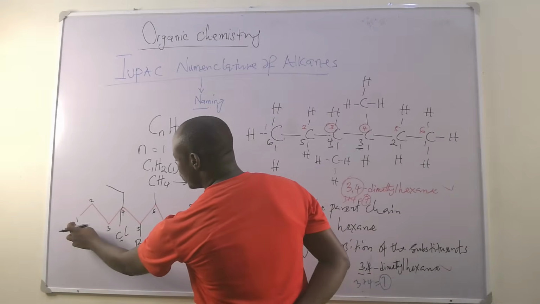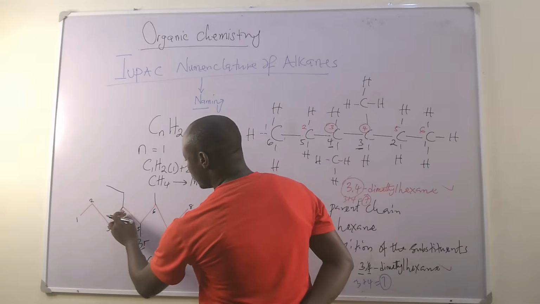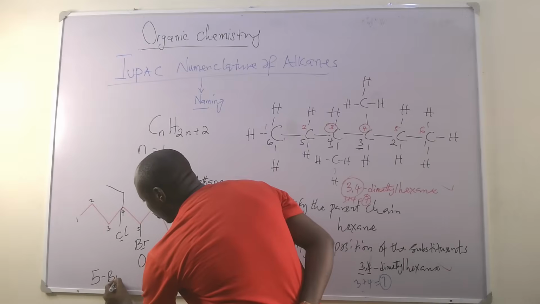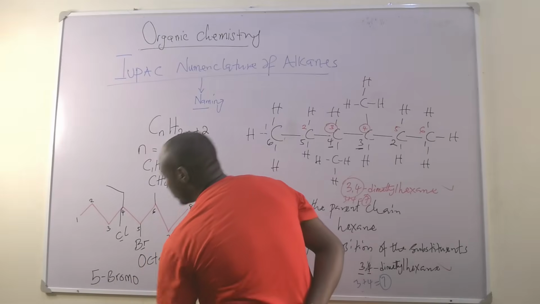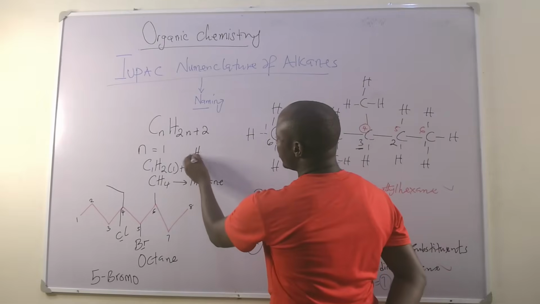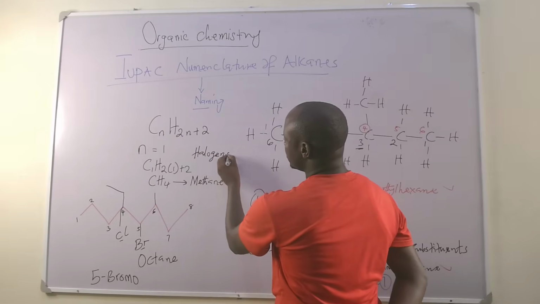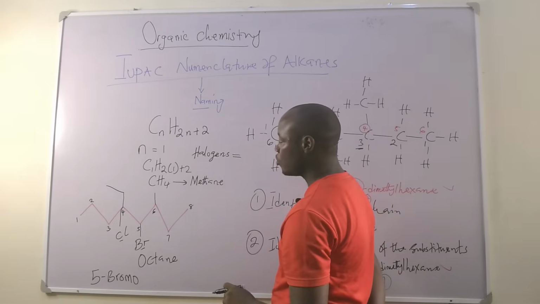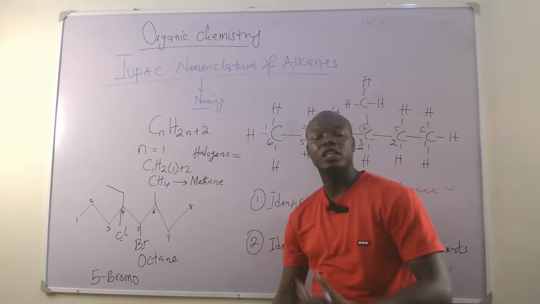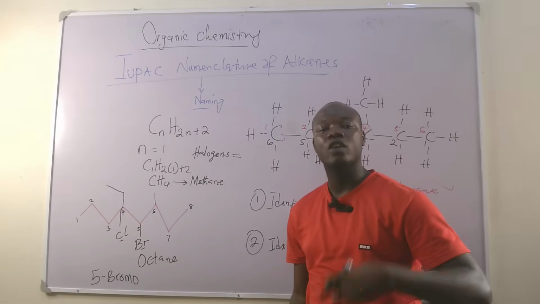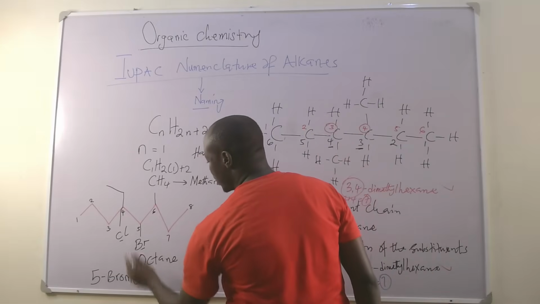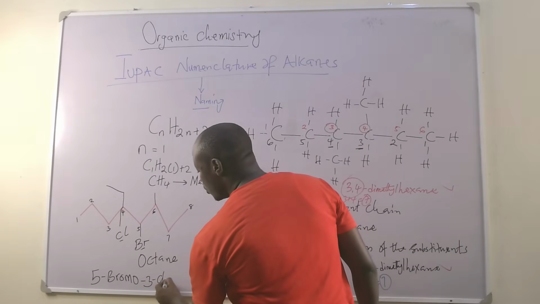So at position 5, by this numbering 1, 2, 3, 4, 5, at position 5 we have bromine. So therefore, we now have 5 bromo. So bromine, or any member of the halogens, usually changes to, or ends with, O. Chlorine changes to chloro, bromine changes to bromo, iodine changes to iodo. So therefore, this is bromo. So 5 bromo. Position 4, we have chlorine. So we have 3 chloro.